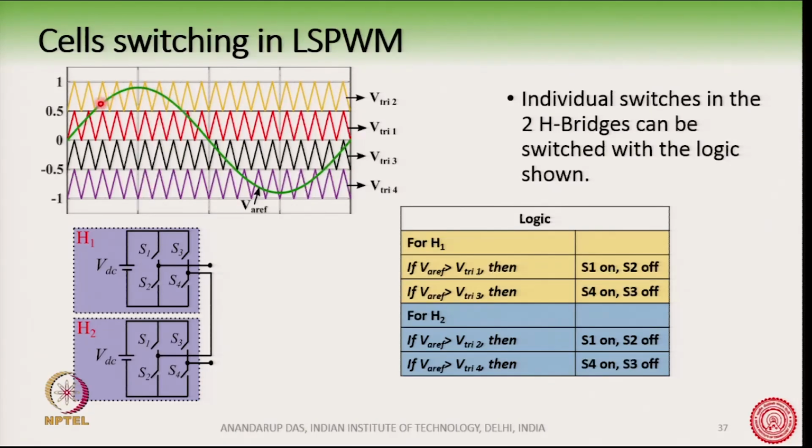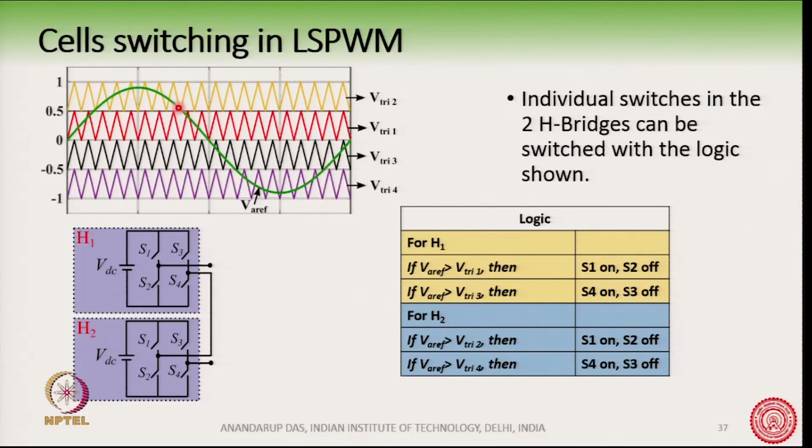VRF is sometimes more and sometimes less than triangle 2, and hence S1 in H2 will be sometimes turning on and sometimes turning off. But for H1, during this part of the waveform, what will be the condition of the switches? We see that for H1, VRF is more than V triangle 1. So, the switch S1 in H1 during this portion of the waveform is completely turned on.